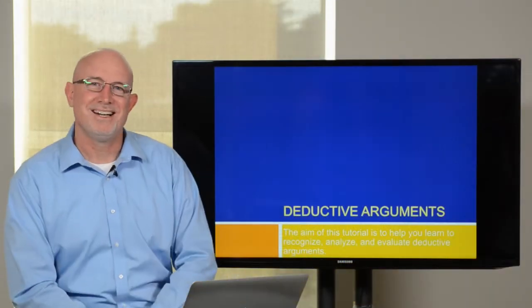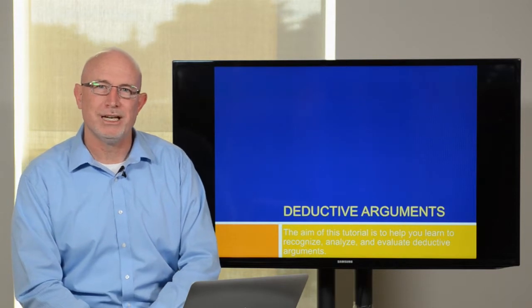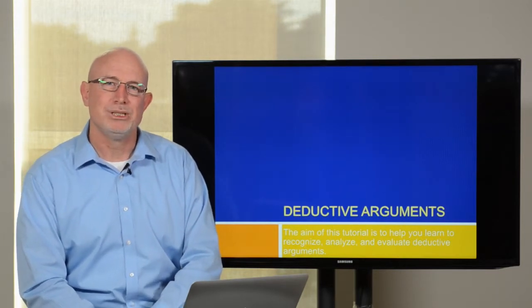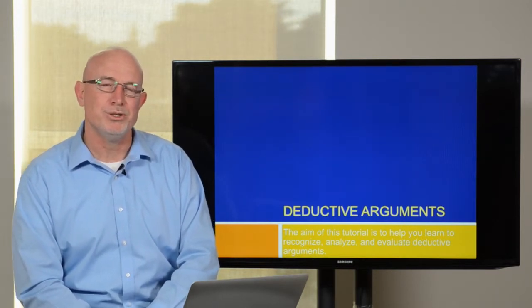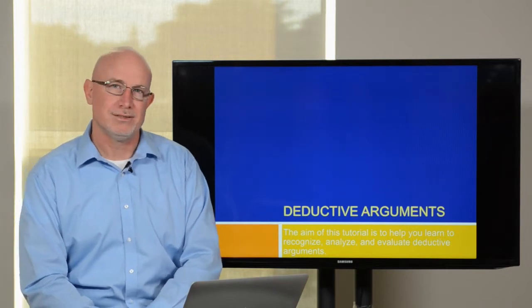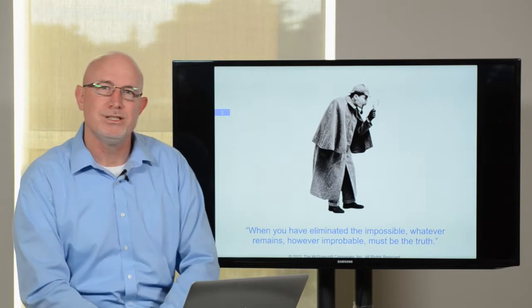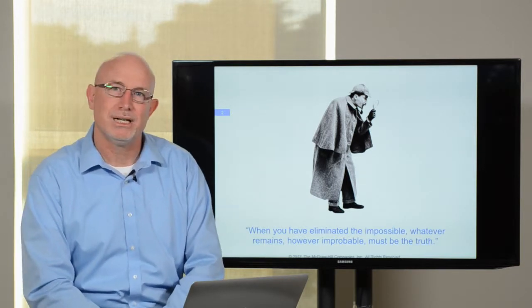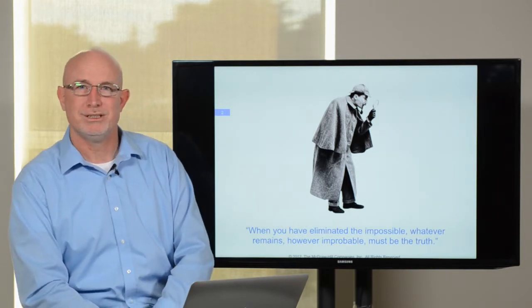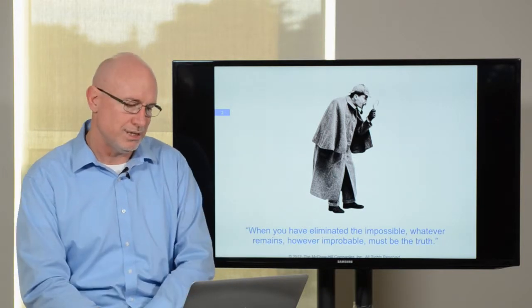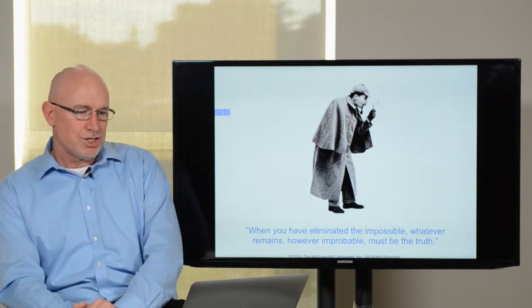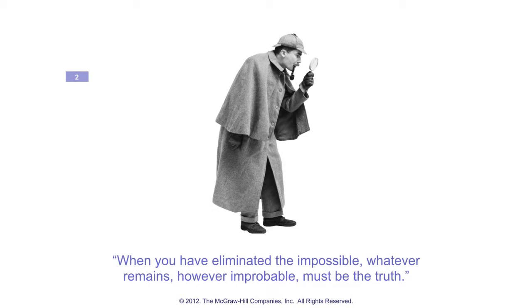Hi again. In our last session, we took time to look at inductive arguments, which are arguments that are probably true. And now we're going to look at deductive arguments, a much stronger form of argumentation. An inductive argument is either true or false. There is no scale with a deductive argument, excuse me. So there's this great saying: when you have eliminated the impossible, whatever remains, however improbable, is probably or must be true.